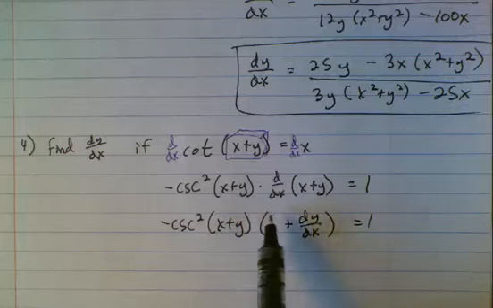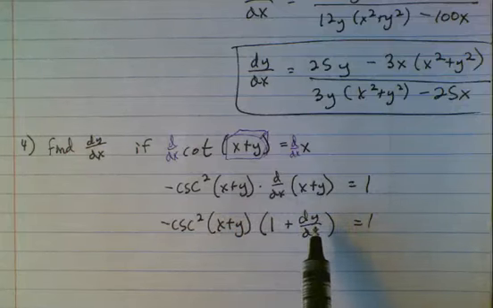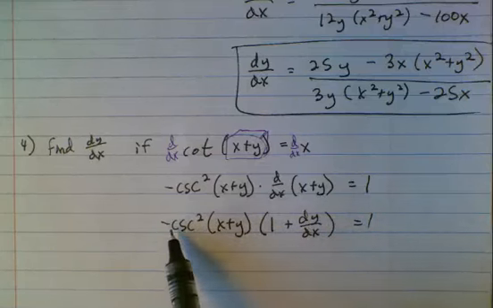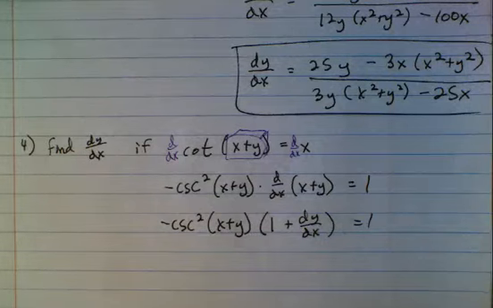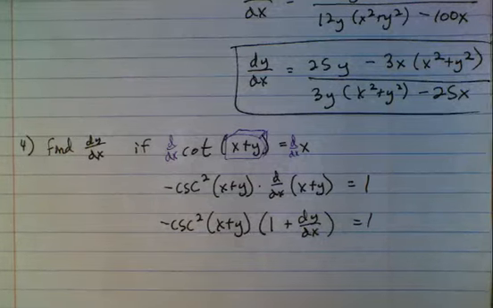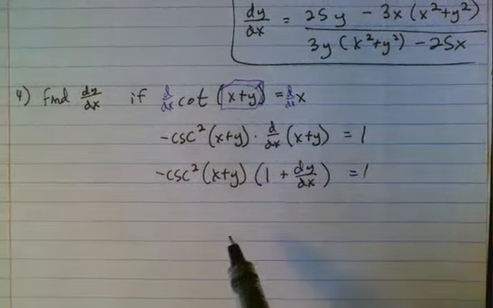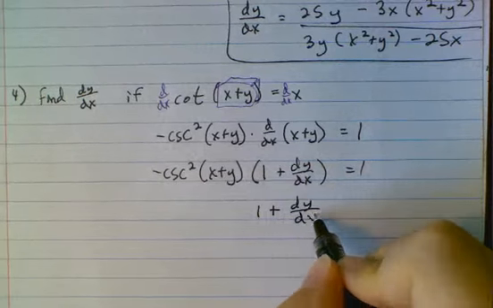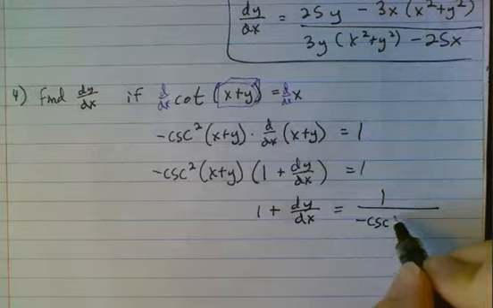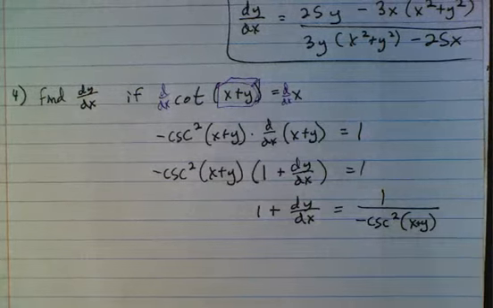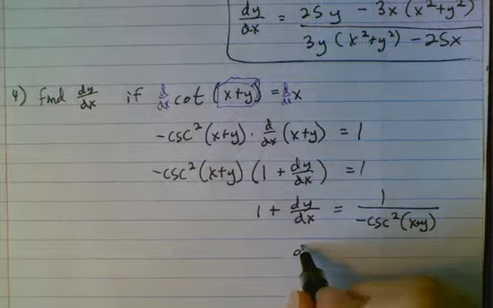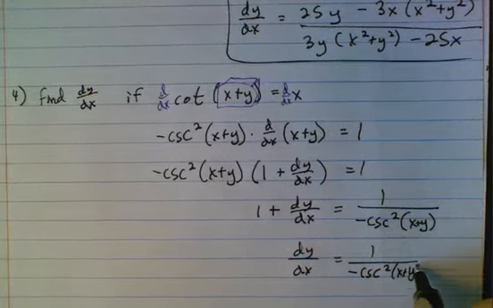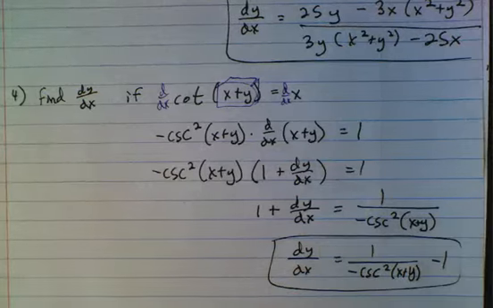Now, we can either distribute this here, which works just fine, or we can get this more by itself if we divide both sides by this negative cosecant squared (x + y). Either way, we'll end up with something that's equivalent. It takes a little less writing if we just divide both sides by this. So let's do 1 plus dy/dx equals 1 divided by negative cosecant squared (x + y). And now if we just subtract 1 from both sides, we've got dy/dx by itself.